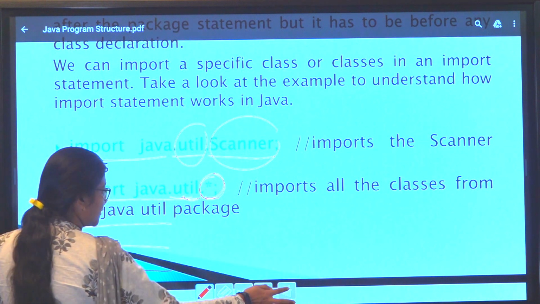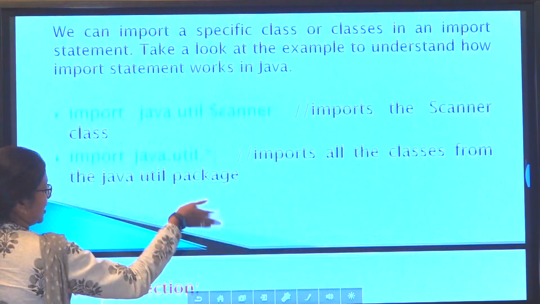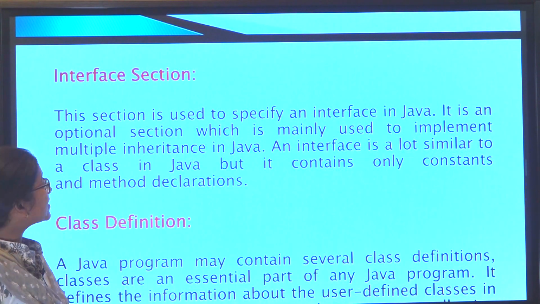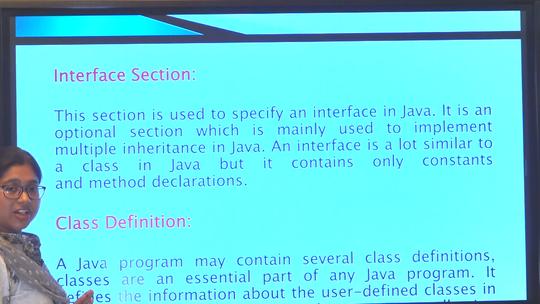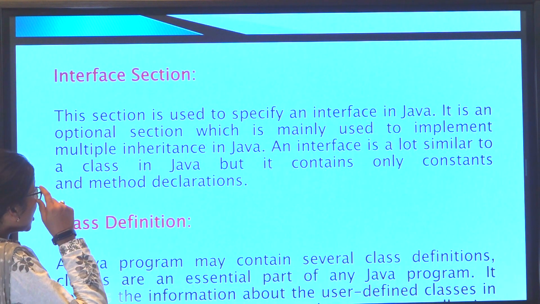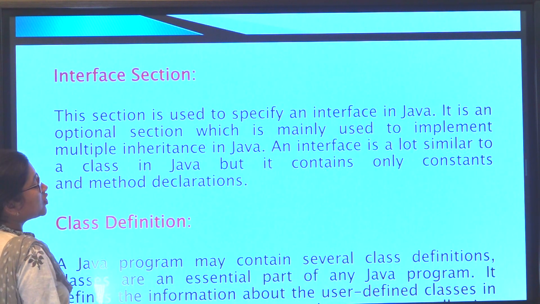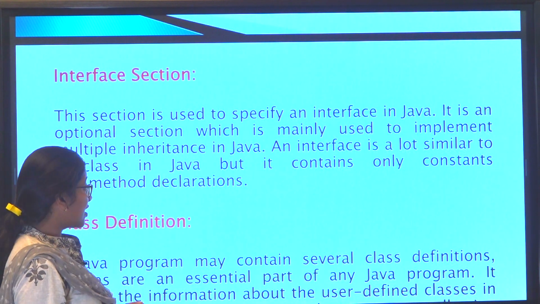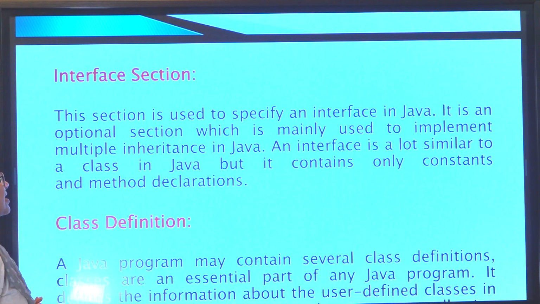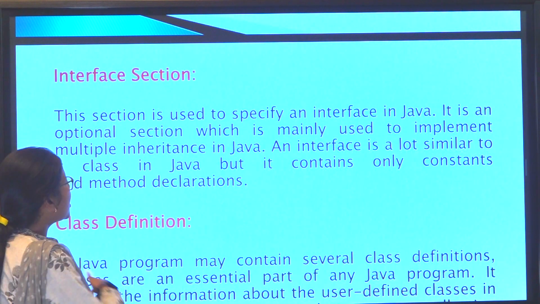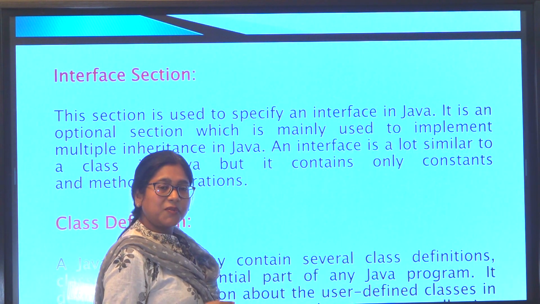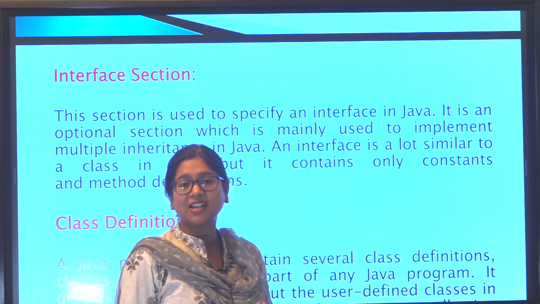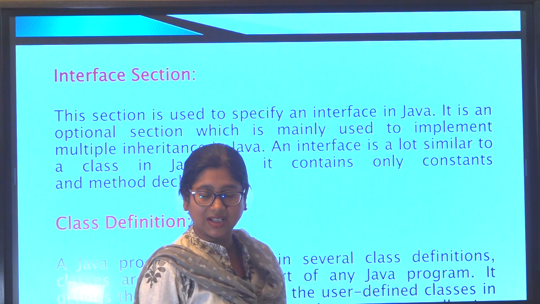Now the next section is your interface section. This is also an optional section. When we are defining a Java program, what happens? Basically, this section is used to define the concept of multiple inheritance in Java. There is a slight difference between interface and class, or you can say that an interface is similar to a class, but there is a minute gap between these two.